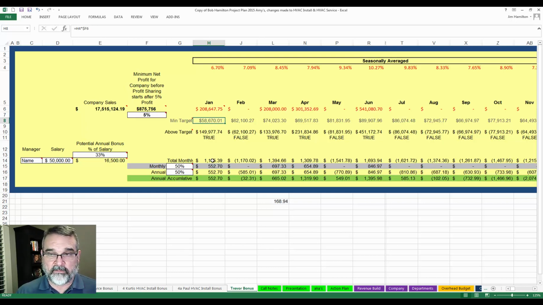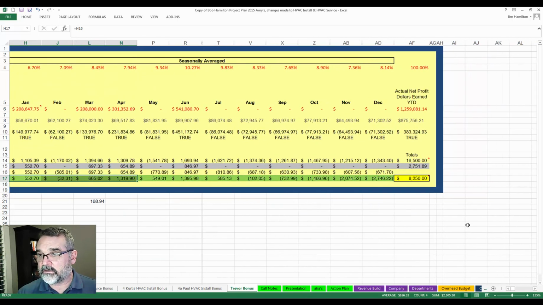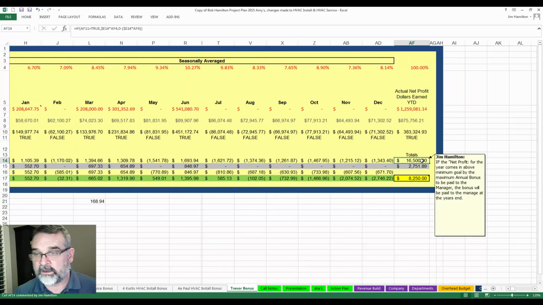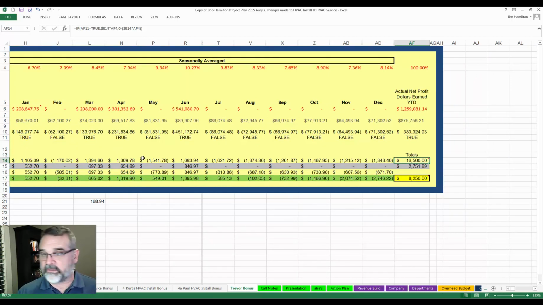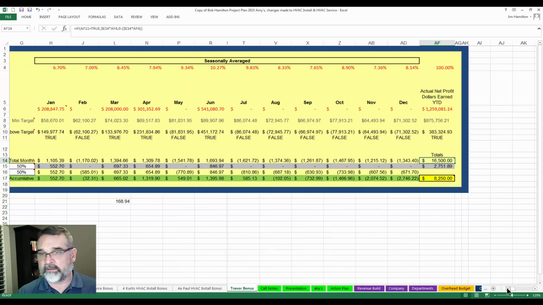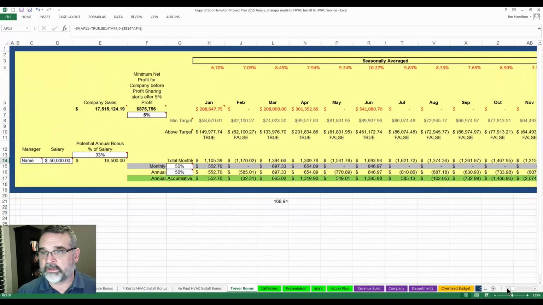So he ended up with a monthly total bonus here of this, and then he gets 50% every month, and then he gets the same thing, 50% that is accumulative at the end of the year. So he can earn 33% at the end of the year, $16,500. Now, if it went like this right now, he would be making about $9,800. But this is not filled out completely yet. Okay, so I wanted to show you how that's done.